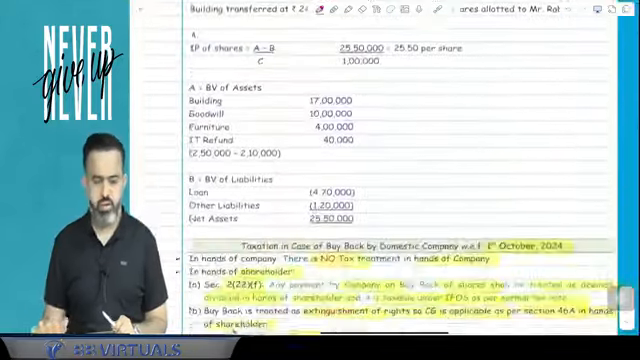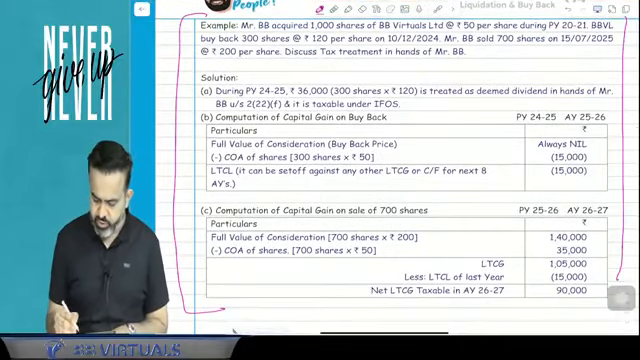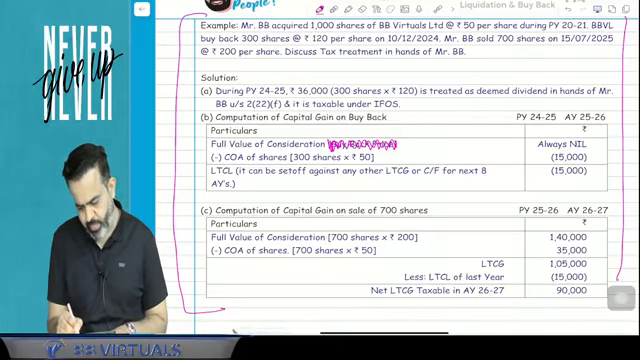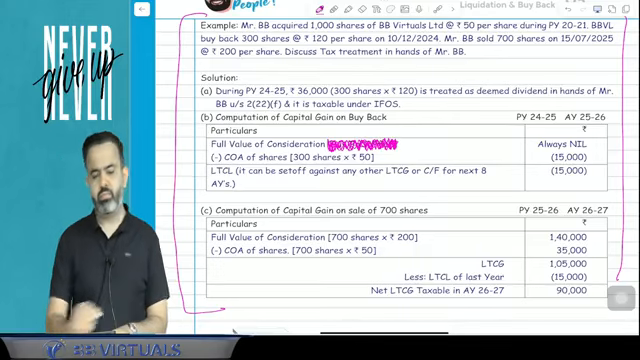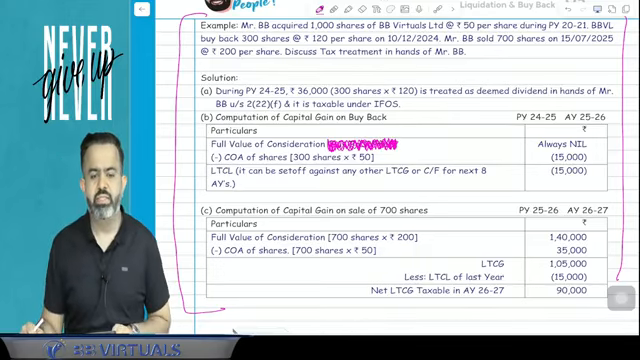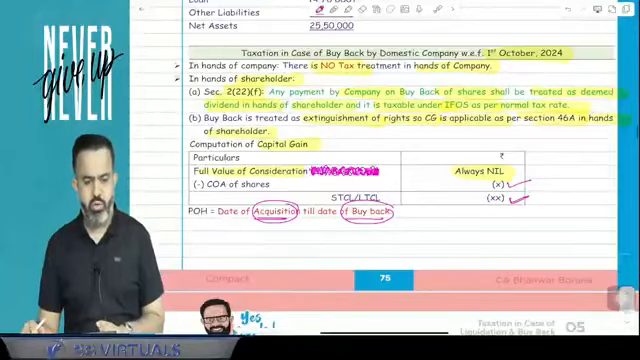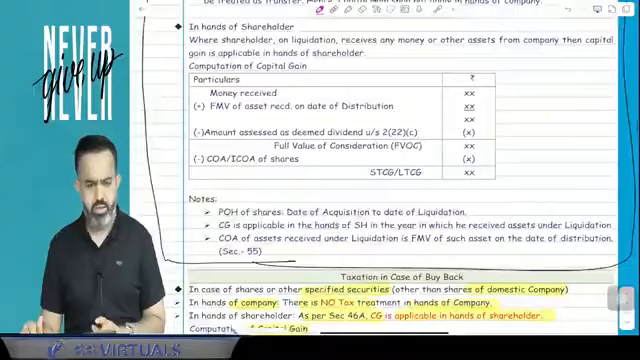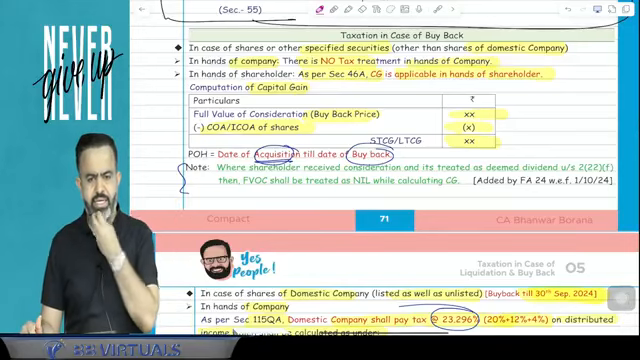Okay. Now here also in the next page, if the full value of consideration is always nil and the buyback price is written, then just remove it. Done. Okay, guys. Now here on page number 1, when we started the buyback, then taxation in case of buyback, what happened?